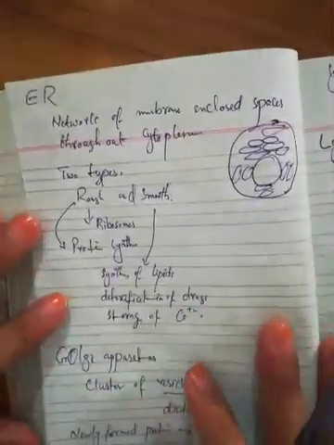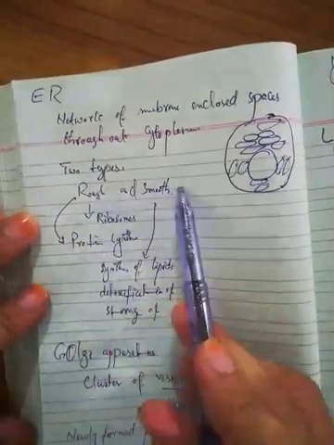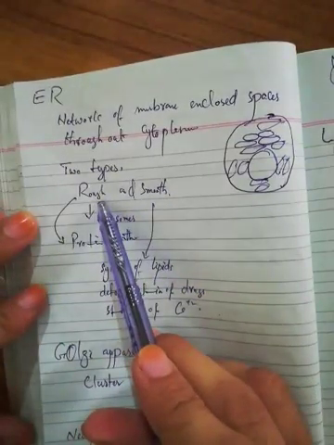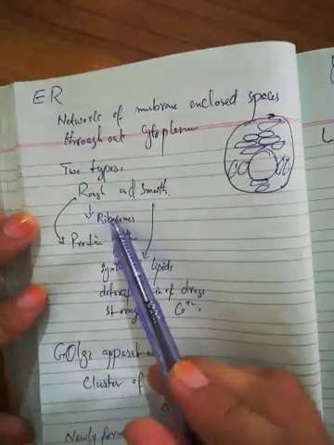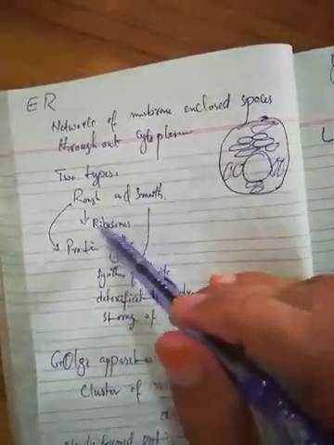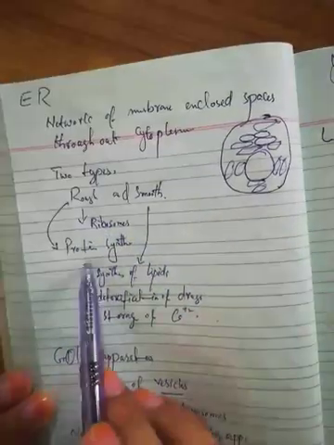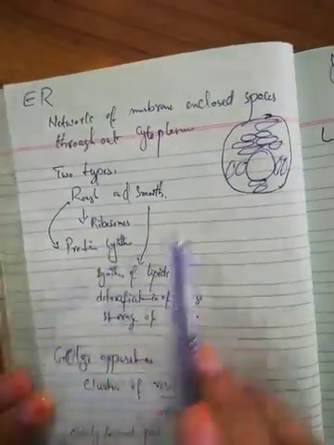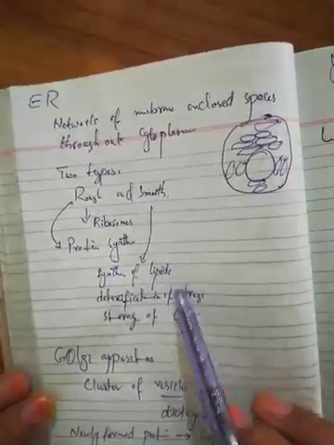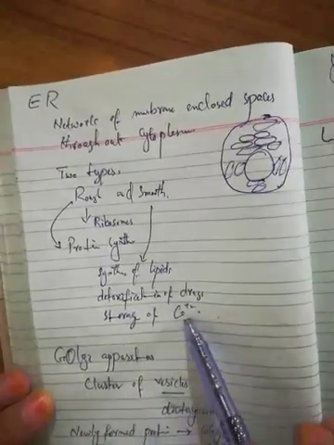There are two types of endoplasmic reticulum: rough endoplasmic reticulum and smooth endoplasmic reticulum. On rough endoplasmic reticulum, ribosomes are present. They give a rough appearance to the endoplasmic reticulum. That's why this is called rough. And rough endoplasmic reticulum synthesizes protein. And functions of smooth endoplasmic reticulum are synthesis of lipid, detoxification of drugs, and storage of calcium.